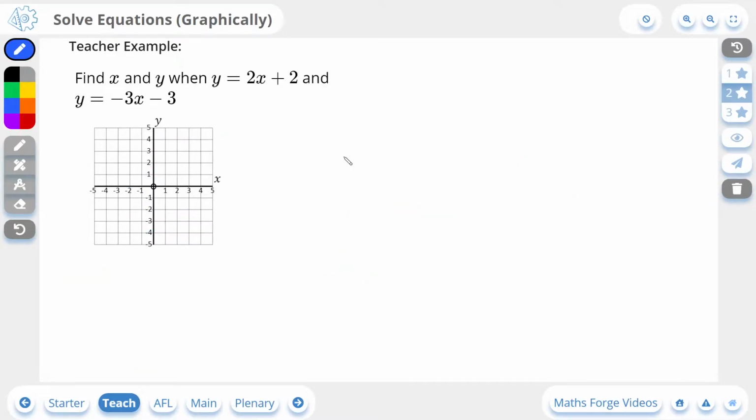Now let's do a 2-star example. Here they're asking us to find x and y for these two equations here. So I'm actually going to draw this line in a different way. I'm going to start where my y-intercept is, which is plus 2. I'm then going to use my gradient to draw the next part of this line. So my gradient here is 2. And a gradient of 2 can be written as a fraction as 2 over 1.